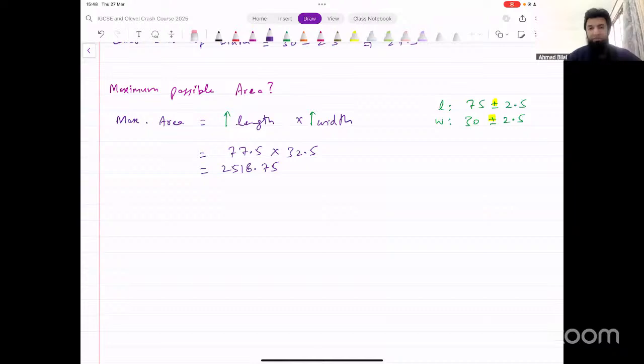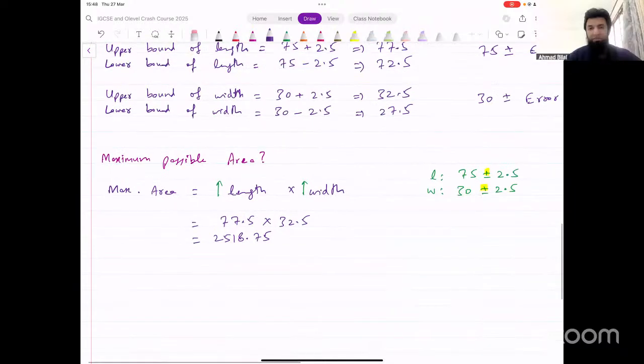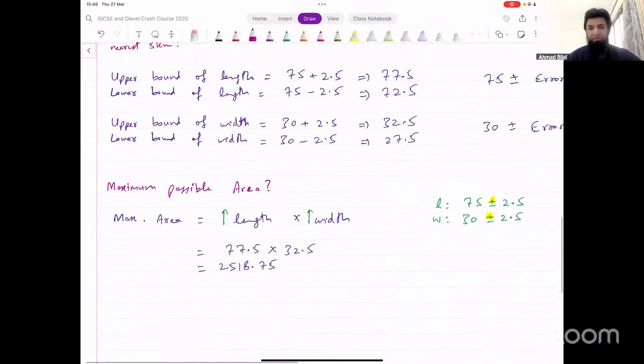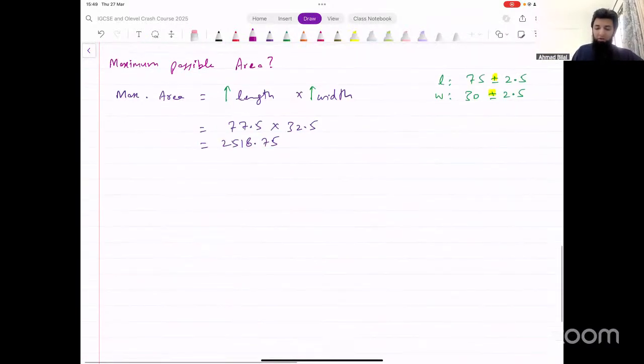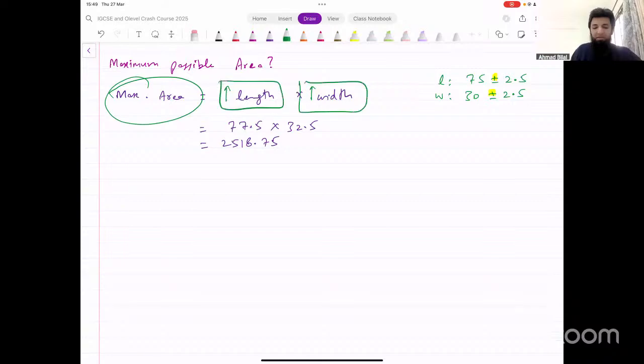Now, this is how you would approach problems like these. If you want to find some quantity that is not already given, and you have to find that by calculation, you first of all write down the formula for that, and you try to think of, if you want to maximize this, what would you want each of these quantities to be?